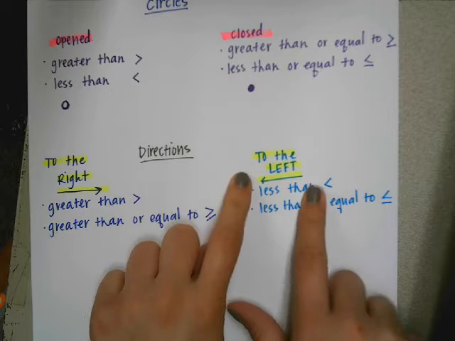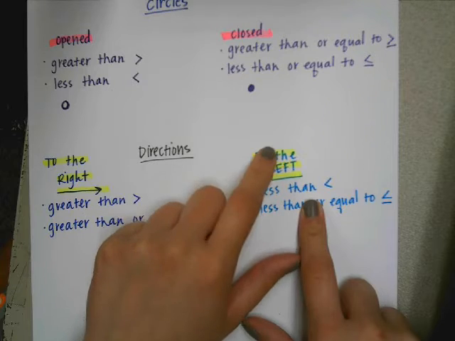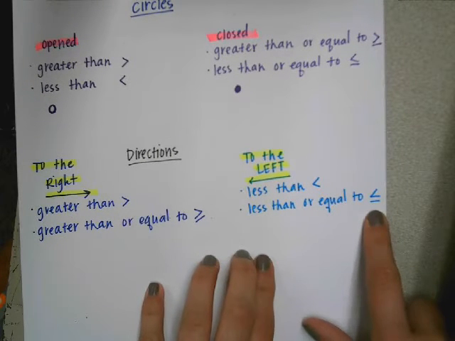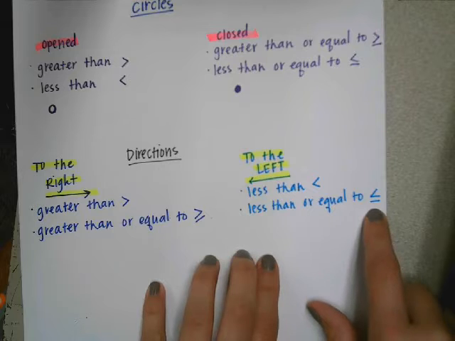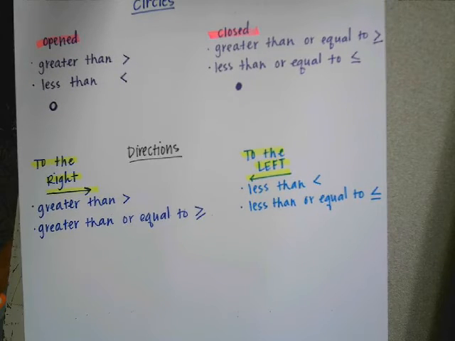To the left is when you see the less than. So kind of think less than, left, less than, left. It kind of sounds similar. So less than or equal to also goes to the left. So when you see the less than or equal to sign, your arrow should go to the left.